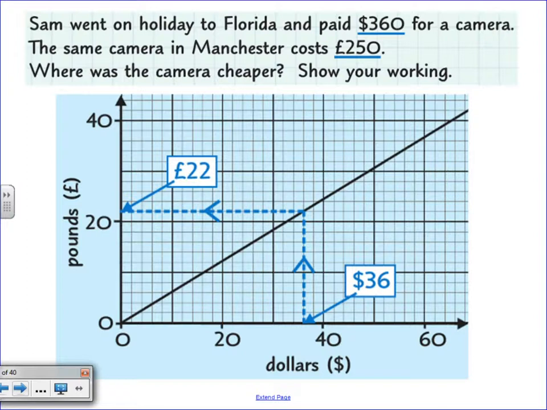So here they wanted to look up $360, their scale only goes up to 60. So what they've cleverly done is they've said, rather than look up 360, I'll look up 36. It gives me £22, but you have to remember I divided it by 10, so I need to multiply it by 10 to give me the £220. So he's actually better off buying it in Florida.